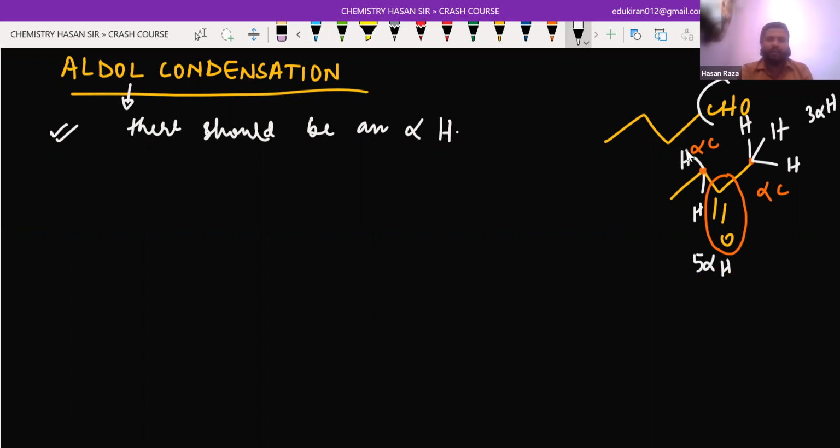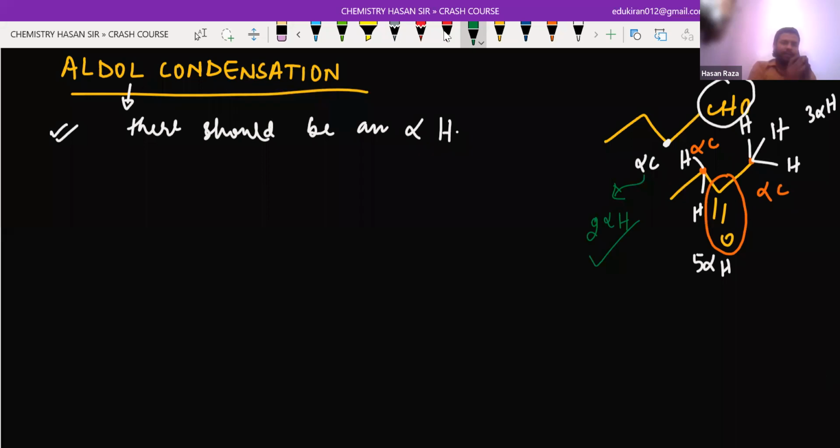If you check this, this is your main functional group, so this is your alpha carbon, and with respect to this alpha carbon, we have two alpha hydrogens. So to carry on the aldol reaction, there must be at least one alpha hydrogen.